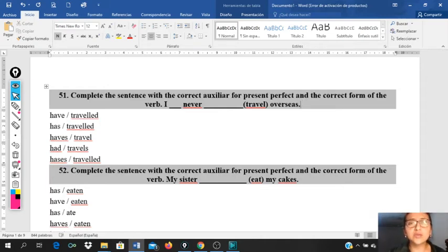Today we are going to review the questionnaire of English, okay? The last questions of our questionnaire. So, complete a sentence with the correct auxiliary for present perfect and the correct form of the verb. I never travel overseas. Okay, we are going to remember what is the present perfect.